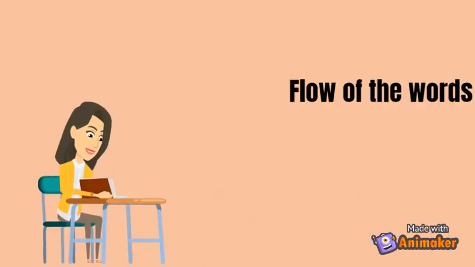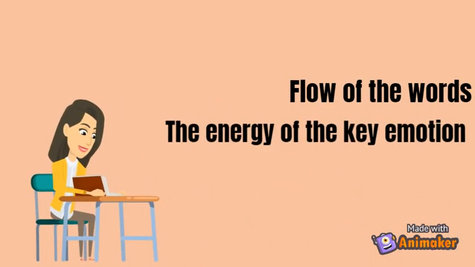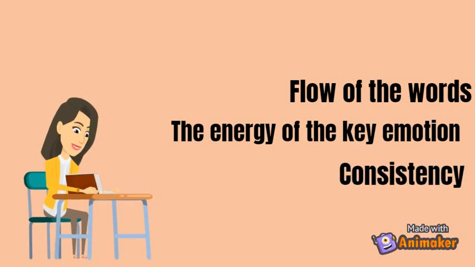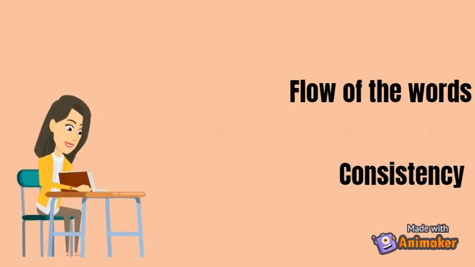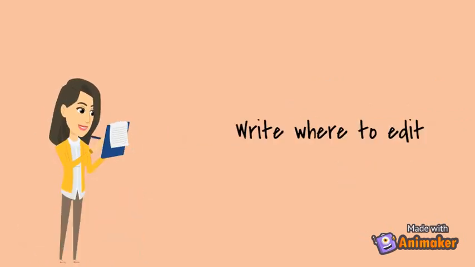In the fourth step, we will reread the story. So while we reread, we have to think about the flow of words, and then we have to see if the key emotion is alright and the consistency of our plot and characters. Then we can just figure them out and write them on a piece of paper, and then we will edit them diligently. And to edit them, we have to start with a reread.